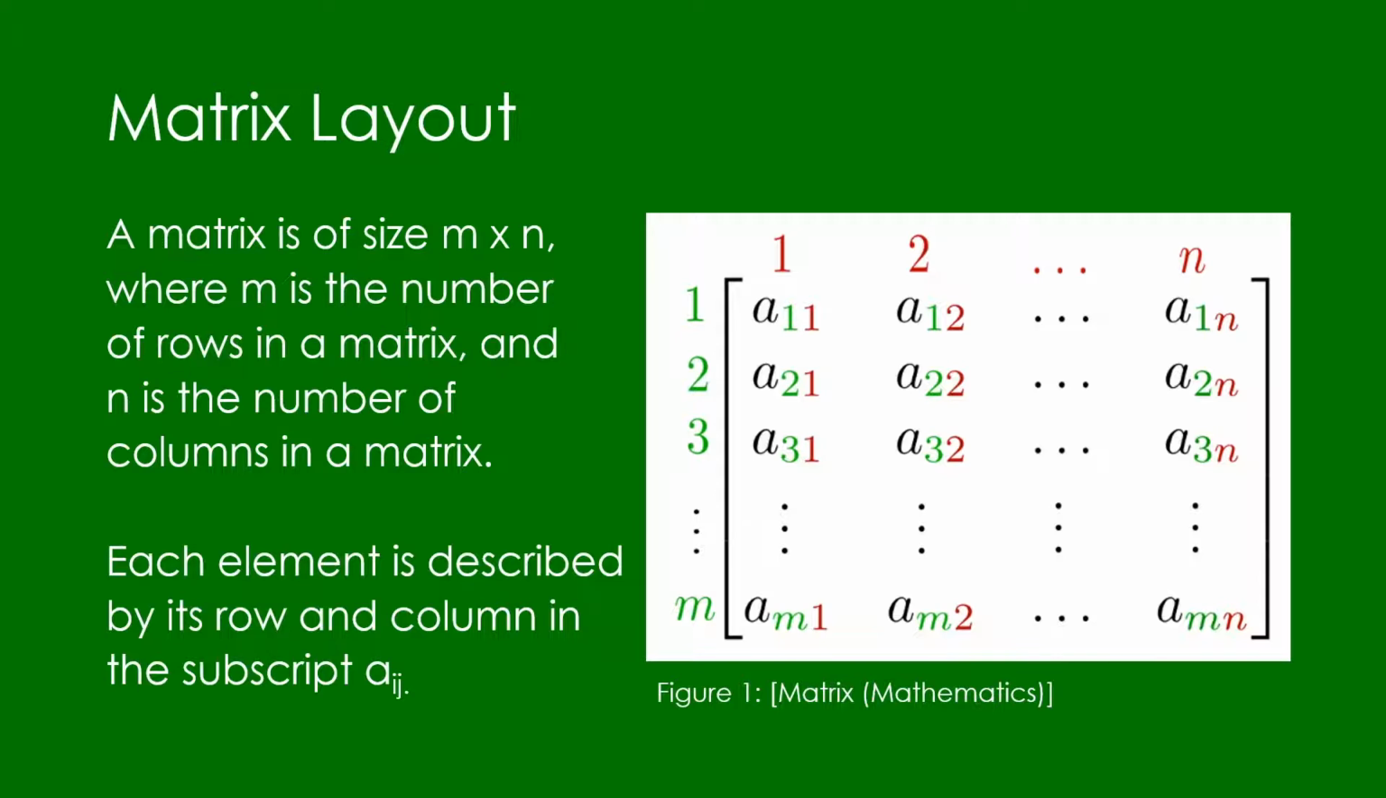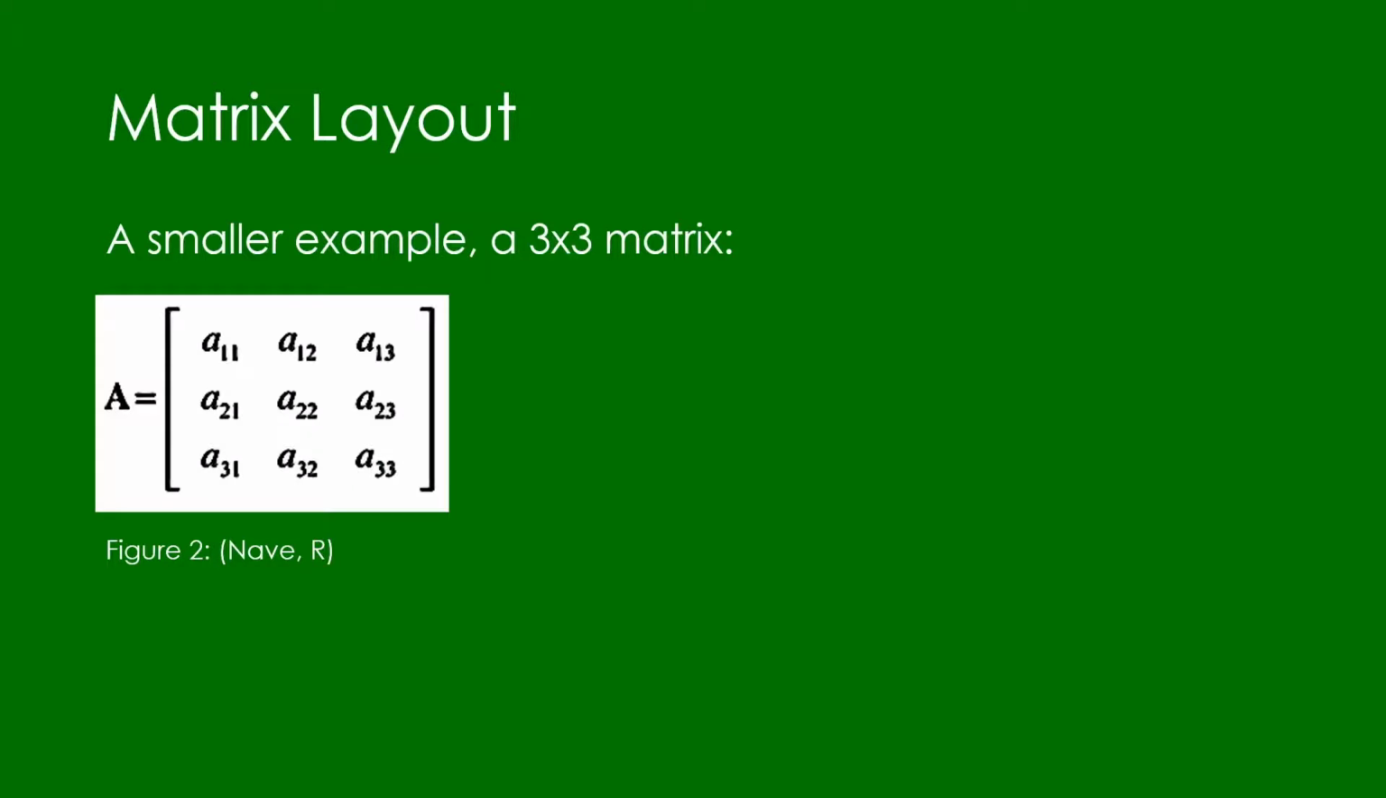We say a matrix is of size m by n, where m is the number of rows in a matrix, and n is the number of columns in a matrix. I find a diagram is easier to understand, so by this description, a matrix looks like the following. A smaller example, a 3 by 3 matrix, looks like the following.